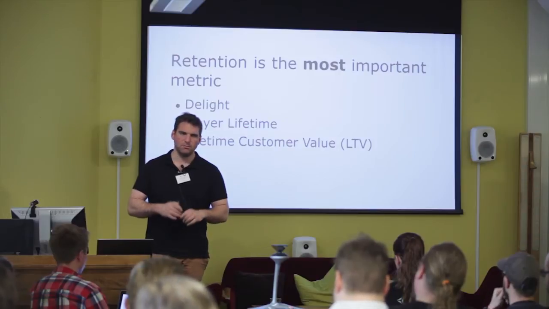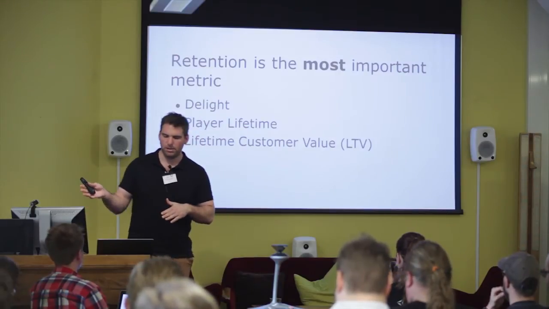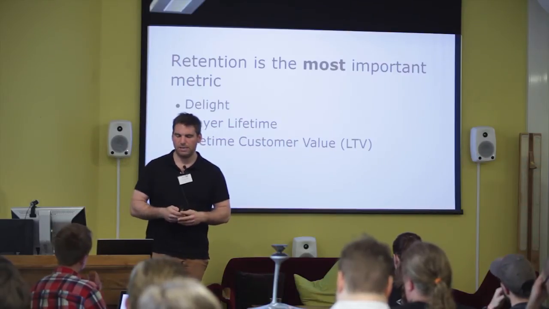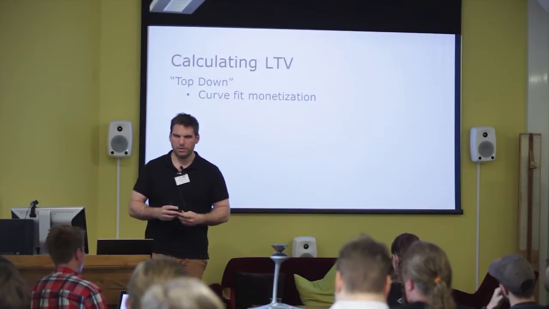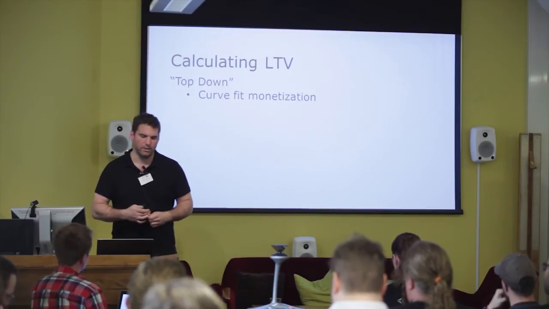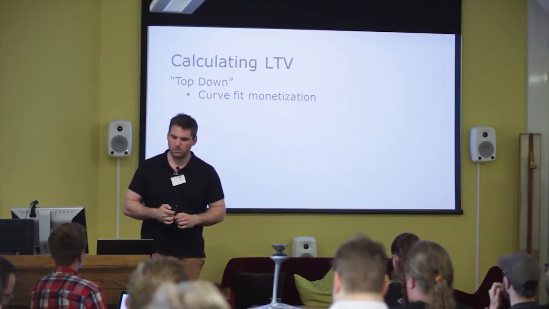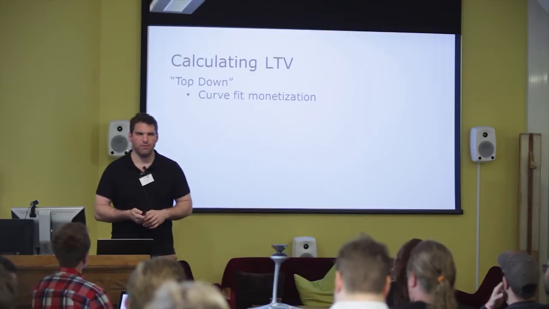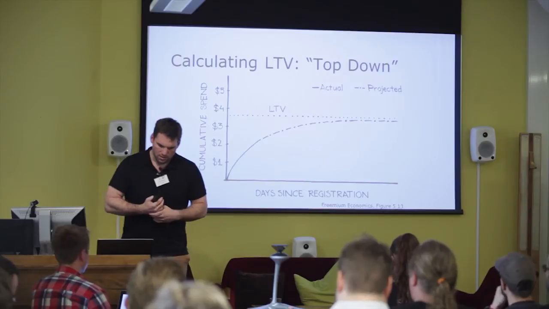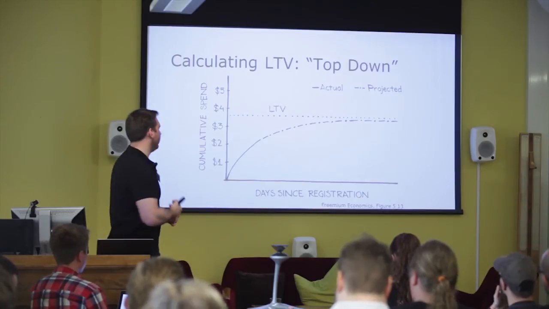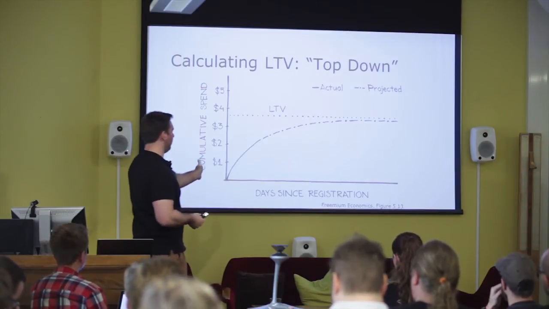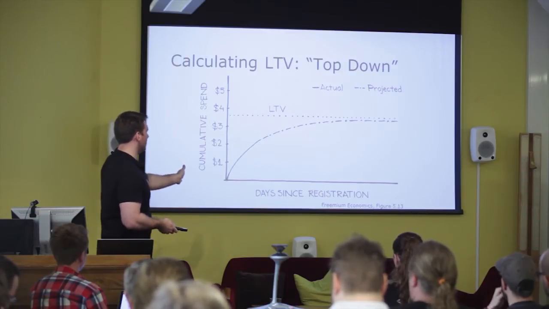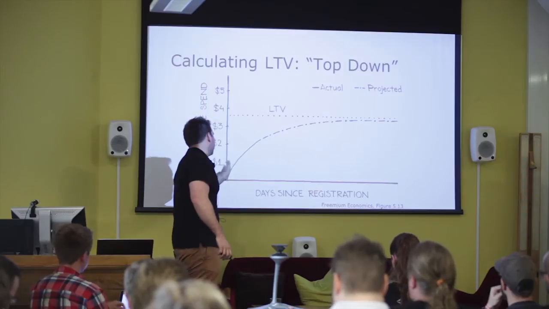And then from that player lifetime metric, you can back into a rough LTV calculation. So there's 2 approaches to calculating LTV. The first is top-down, a macro view, and just curve fitting monetization. So the way you do that is you have cumulative monetization, cumulative spend per user since registration, and hopefully it increases.